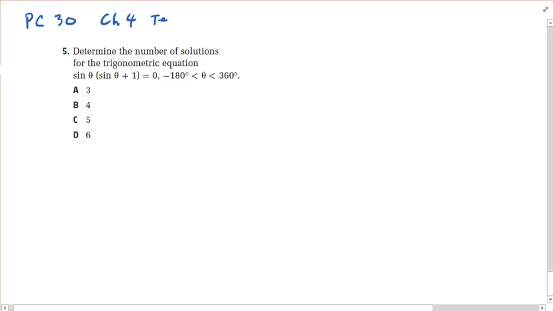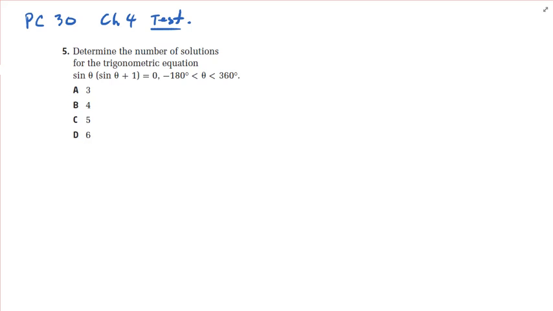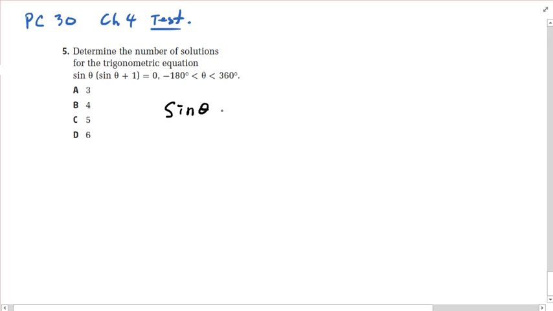Chapter 4 test in your textbook, number 5. It says determine the number of solutions for the trig equation sine theta times sine theta plus 1. So probably what you're going to want to do here is use the zero product principle, and you probably get an idea of what kind of solutions you're looking at.